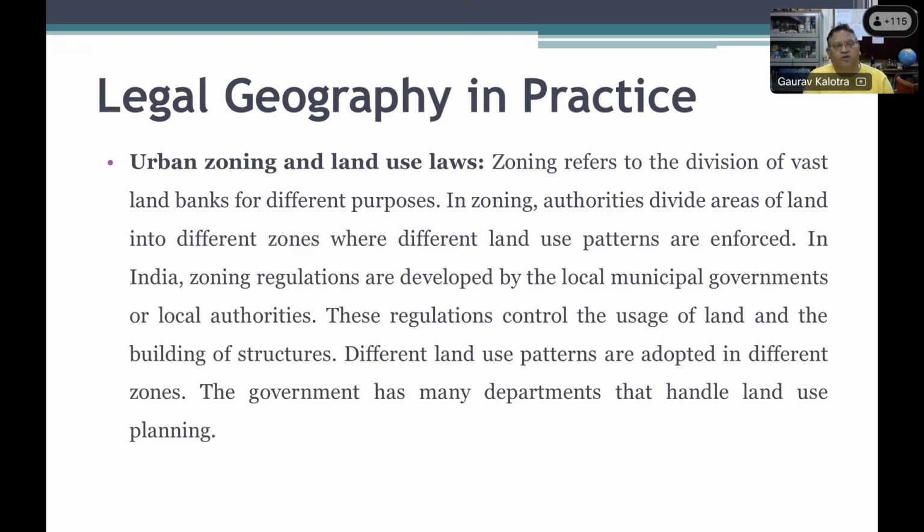Zoning refers to the division of vast land banks for different purposes. In zoning, authorities divide areas of land into different zones where different land use patterns are enforced. In India, zoning regulations are developed by the local municipal governments or local authorities. These regulations control the usage of land and the building of structures, and different land use patterns are adopted in different zones. The government has many departments that handle land use planning.